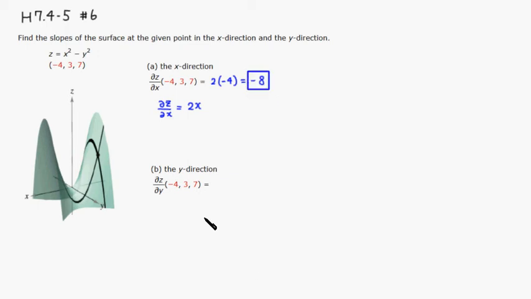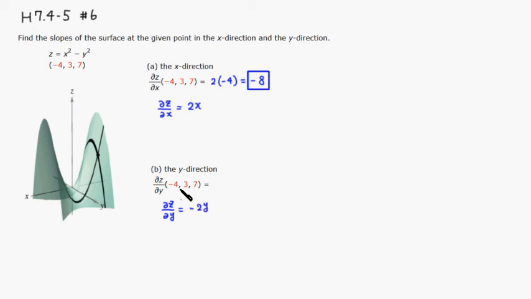All right. So how about the y direction? So now we have to take the partial derivative. Oops, sorry. Right, we have to take the partial derivative of z with respect to y. Right. So the partial derivative of x squared would be 0. The partial derivative of -y squared would be -2y.